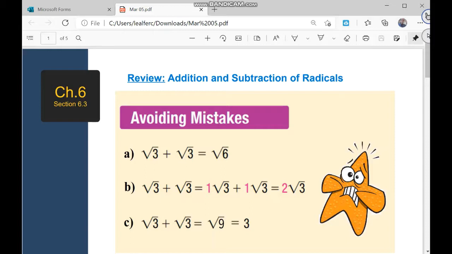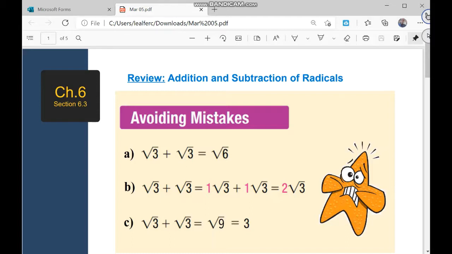Answer to me, which one is going to be the correct option to add square root of 3 plus the square root of 3? Is option A, square root of 3 plus square root of 3 equals square root of 6? Is option B, square root of 3 plus square root of 3 equals 1 square root of 3 plus 1 square root of 3 equals 2 square root of 3? Or is option C, square root of 3 plus square root of 3 equals square root of 9, which equals 3?